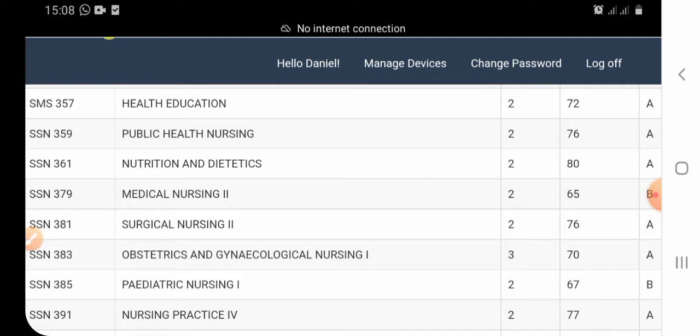And the topics are very bulky, and they go into detail. So you have to remember everything, like what you learned from here, what you learned from here, what you learned from here. So that's the only issue with obstetrics and gynecological nursing.